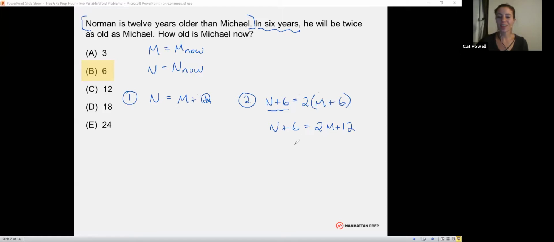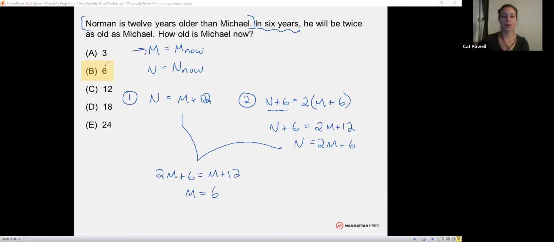I'm going to just isolate N equals 2M plus 6. Now I can go ahead and combine my two equations because they're both equal to N. 2M plus 6 equals M plus 12. M equals 6. And that's what I was looking for, M. So that's my answer. So just one step at a time.